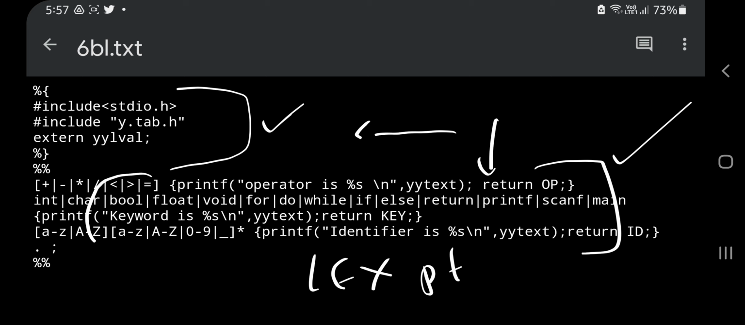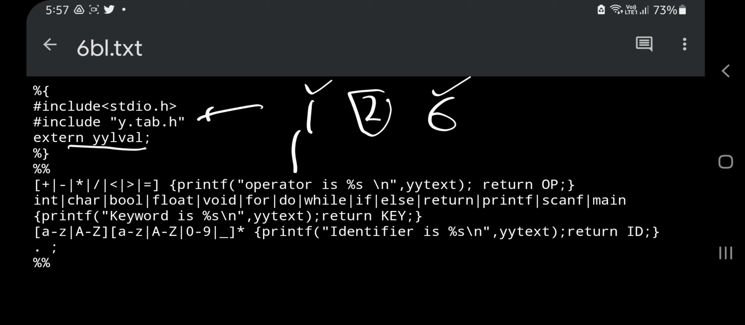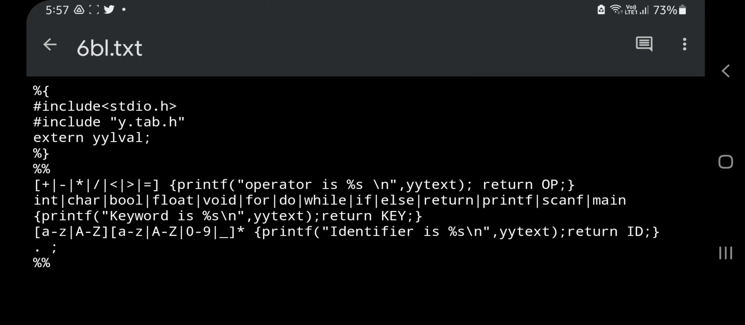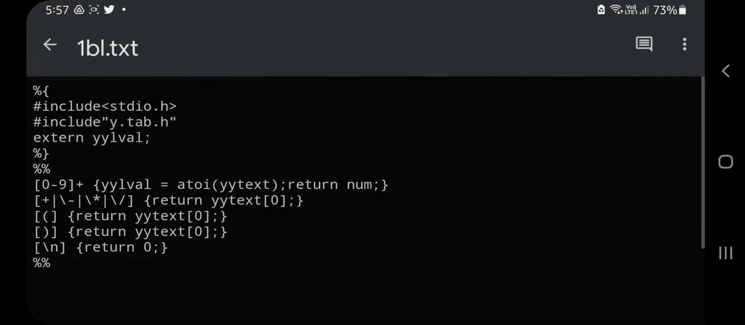Rule section, again the same thing, the identification of regular expressions in all the three. And in the declaration section we will be writing hash include stdio.h, as well as y.tab.h for all the three. And for the first and sixth one, excluding the second one, you will be writing extern yylval also. That's all what I've written in the declaration section, and I already discussed what is in the rule section. I'll show you the remaining two also, which is 1b.l as well as 2.l.